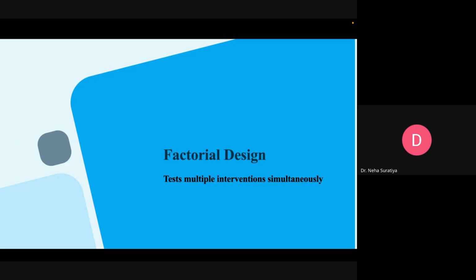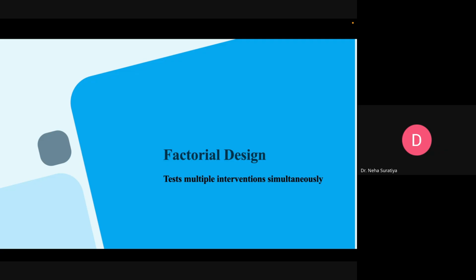For an example, suppose researchers want to study vitamin D and calcium. Okay, both. Participants are randomized into four groups: group 1, 2, 3, and 4. Group 1 will receive vitamin D plus calcium. Group 2 will receive vitamin D only. Group 3 receives only the calcium, and group 4 will receive neither treatment, like placebo.